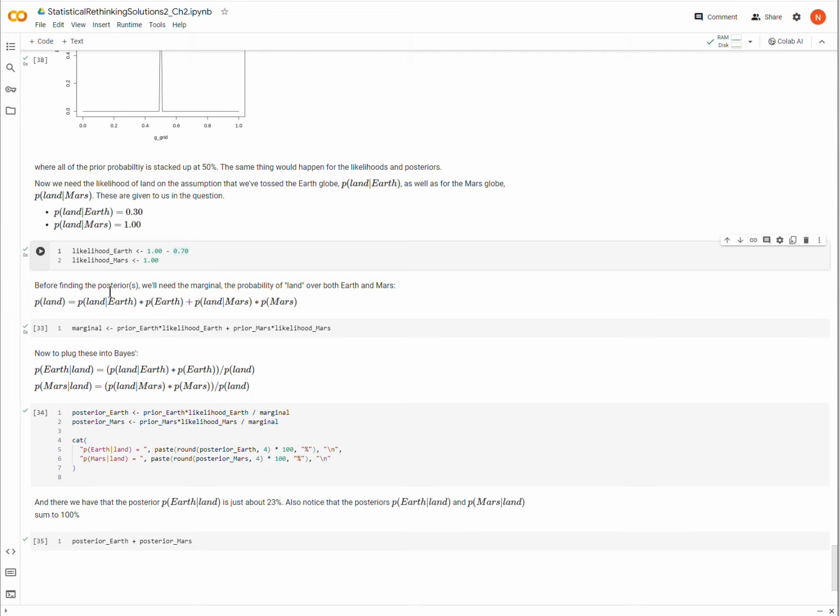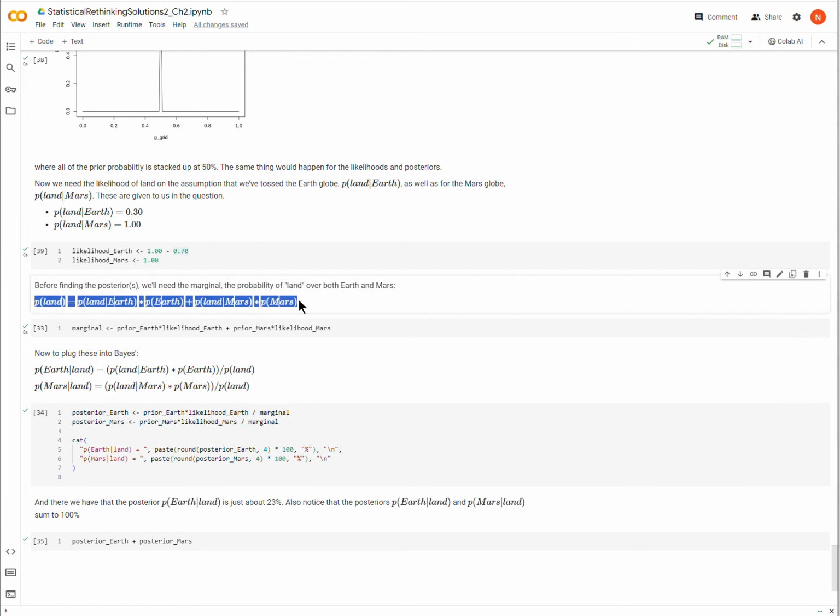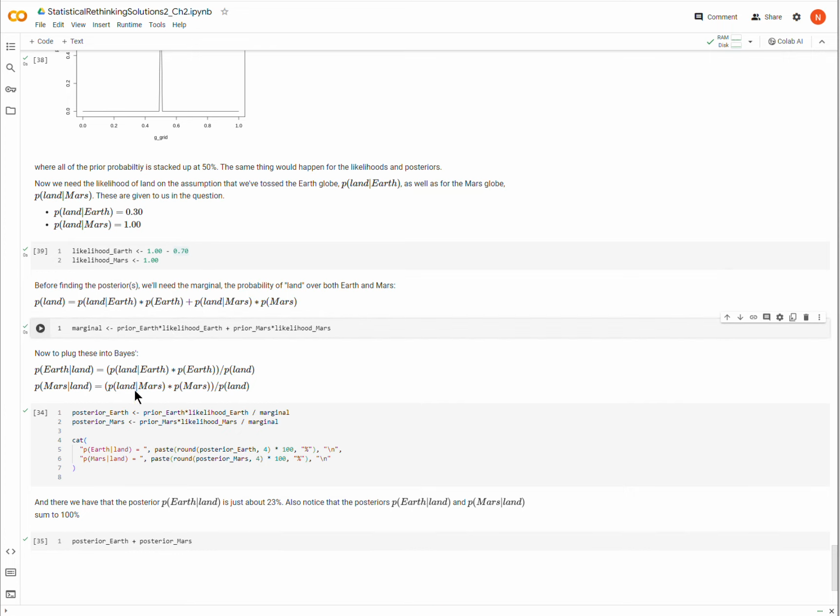And now before we plug everything into Bayes' theorem, which is right here, you'll notice that we need this normalizing constant, okay? The probability of land, whether Earth or Mars, for all possibilities. So this is the formula for, in this case, the marginal probability. And so I have my marginal, and so I'm just going to insert it into our code here, run that.